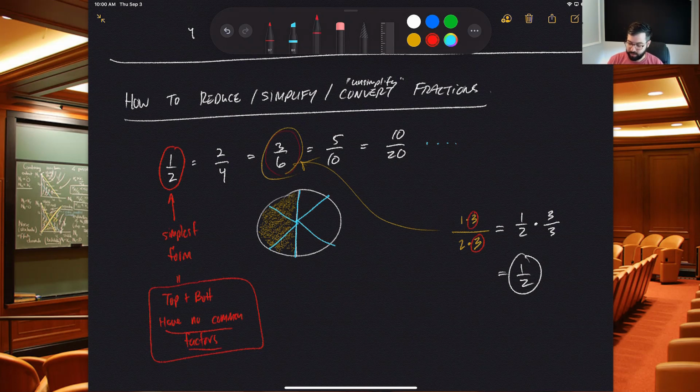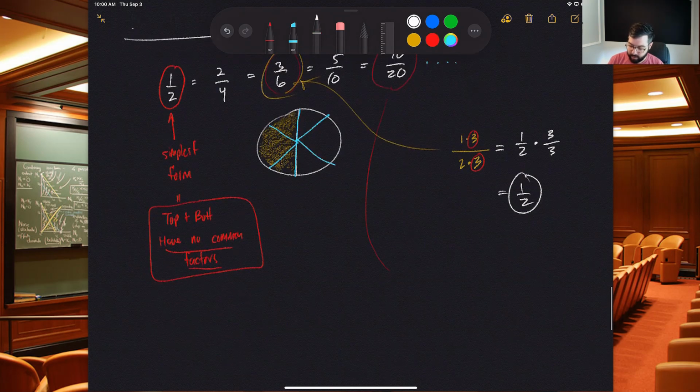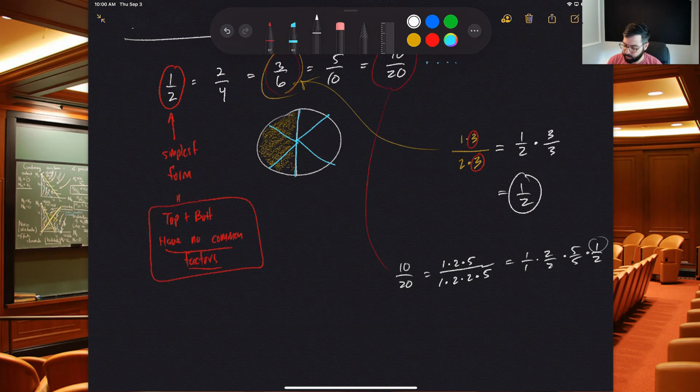Same thing happens with 10/20ths, right? Let's bring this down here. So 10 over 20. Well, you can write this as 1 times 2 times 5. And the bottom as, and we can include 1 down here, I didn't do it before, 1 times 2 times 2 times 5. And what are we left with? 1 over 1 times 2 over 2 times 5 over 5 times 1 over 2. And I'll explain why there's that extra 1 up there. But what do we see? We see all of these cancel except for the remaining 1/2. And so this is equal to 1/2.